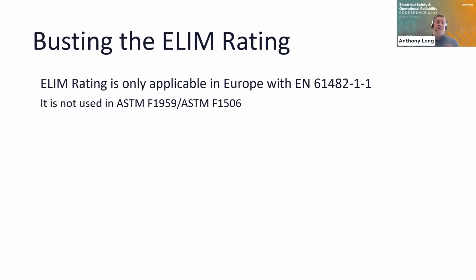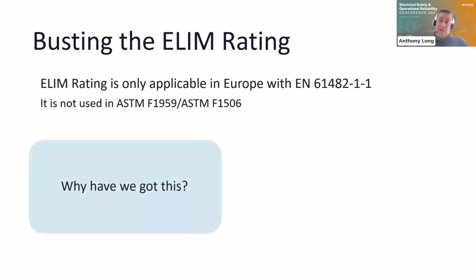Okay, so busting the EN rating. As I said before, the EN rating is only applicable in Europe with the EN 61482-1-1 or the IEC 61482-1-1, and it is not used in the ASTM F1959 or ASTM F1506 tests. So the question is, why have we got this in Europe? The original European arc test was a closed box arc test. As I mentioned before, a closed box arc test is either class 1 or class 2, and it's always either a pass or a fail.